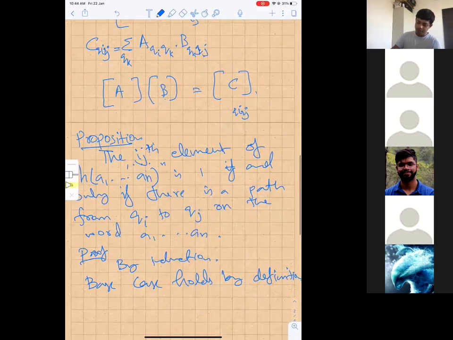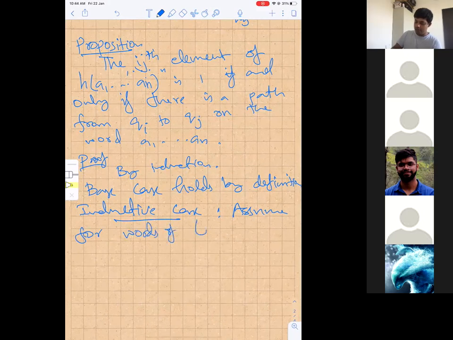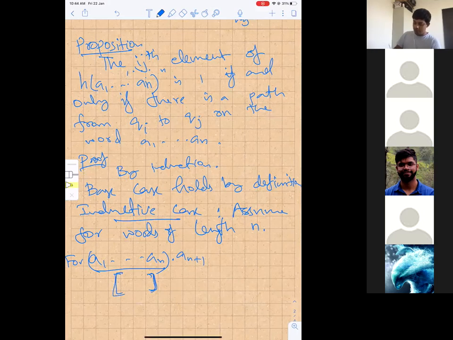Okay. Now, for the inductive case, you will assume it for words of length n. Then for a word a1 to an times an plus 1, you have assumed that the image of a1 to an is a matrix in which the entry at Qi Qj is 1 if and only if there is a path from Qi to Qj on a1 to an, and then this is multiplied by the transition matrix which corresponds to the letter an plus 1.